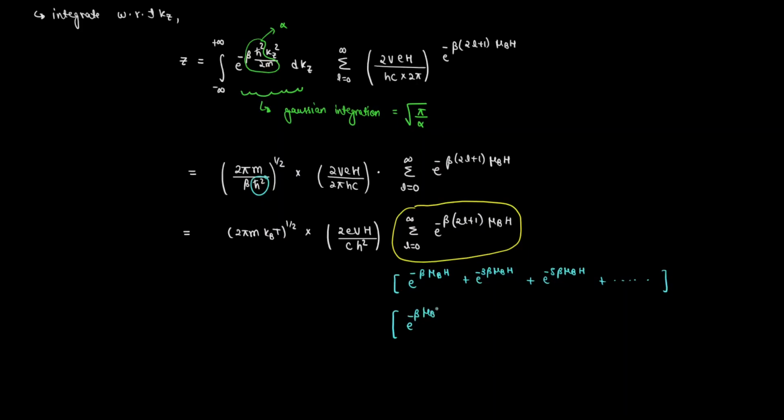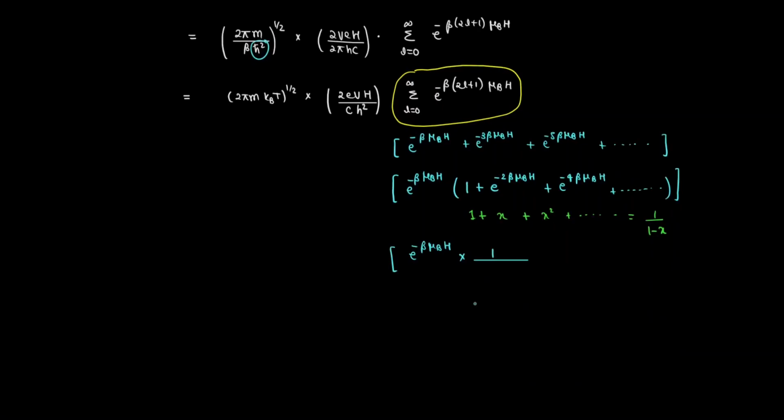Now we can take this first term common out of all these terms, so that you will get, here you can see that this forms a series like 1 plus x square and so on, whose summation for infinite terms will be equal to 1 over 1 minus x. So therefore this discrete summation will give e raised to power minus beta mu vh times 1 over 1 minus e raised to power minus 2 beta mu vh.